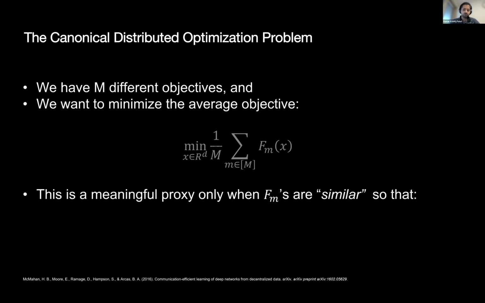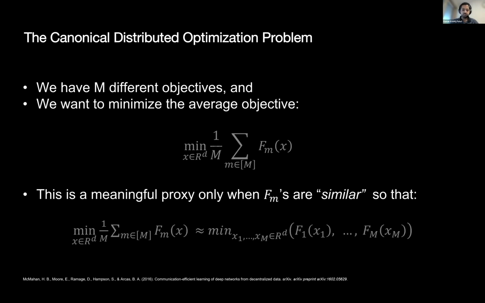This is a meaningful or reasonable proxy only when the f_m are similar. Aadirupa already talked about the homogeneity and the heterogeneity issues in the previous talk. What I'm trying to say is that when these functions are similar or moderately homogeneous, or there's not much heterogeneity between the functions, and I'll formalize all of these things later, then you can hope to work with this proxy and still do well on the multi-objective optimization problem.